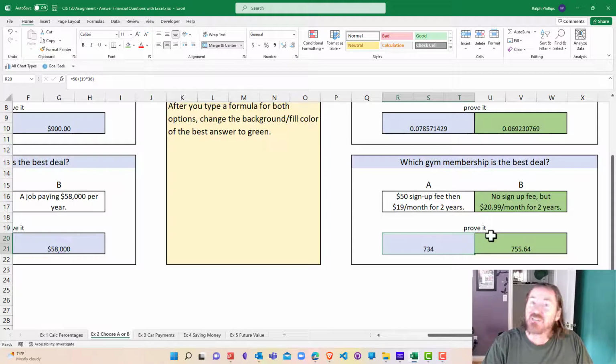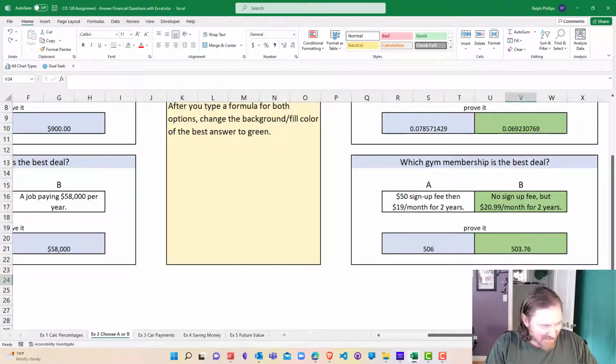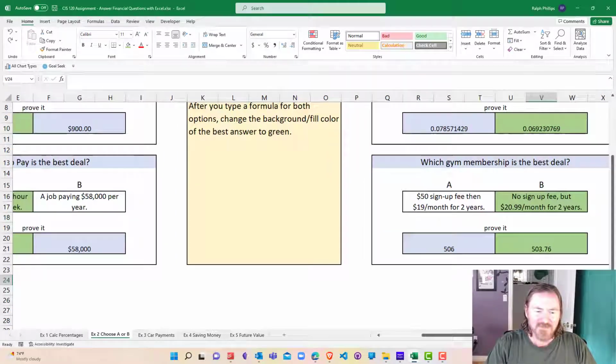So yeah, interesting observation. I'm gonna press Control Z to undo, Control Z to undo again, and put that back to the scenario. But I thought that was a cool point that, even though there is that sign-up fee, over the longer term, this lower monthly cost starts to save money there.